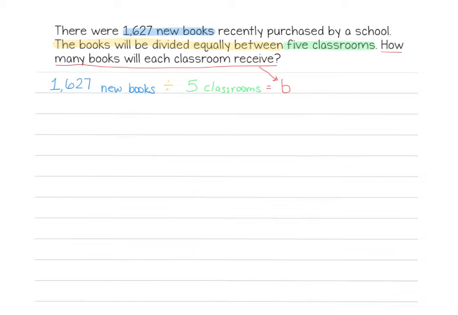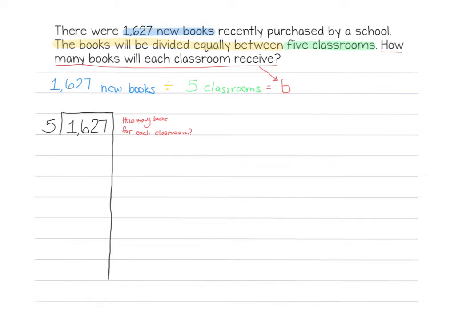Let's write this as a problem. 1,627 new books divided between 5 classrooms. Draw your line down. On the right side, we will have how many books will be received by each classroom. On the left side, we will be taking away equal groups of 5 or multiples of 5 so that we can keep dividing the books.